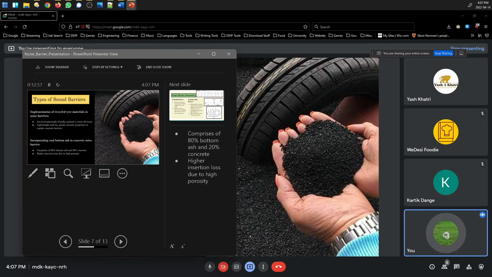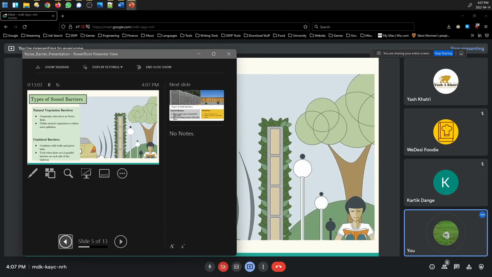Okay, so yes, when rubber is exposed to high heat, it can make toxic fumes. But as you can see in this diagram, we have the concrete exterior and we have hollow interiors. So you can fill the interiors with the rubber material, and if it's sealed properly, it should not be much of a hazard to the environment. But yes, careful consideration does need to be taken.